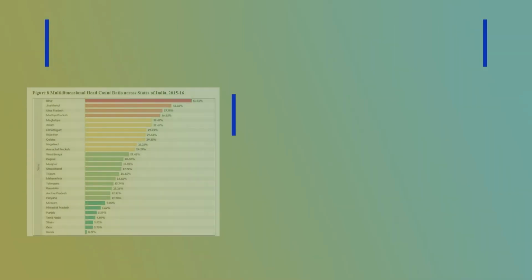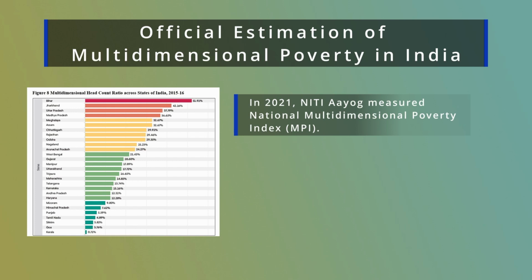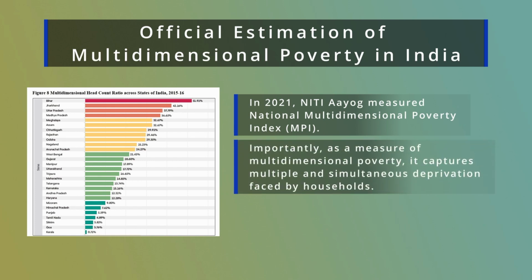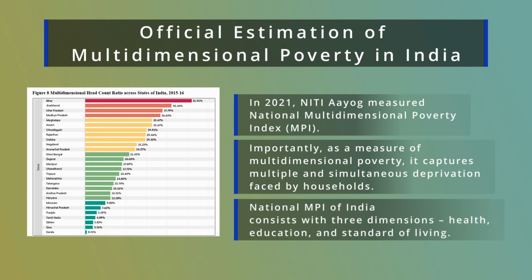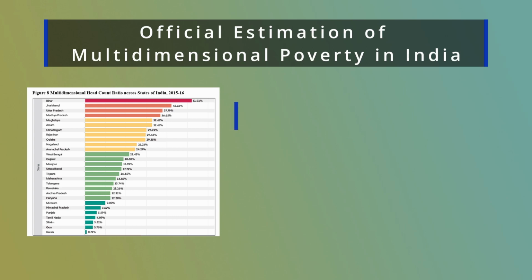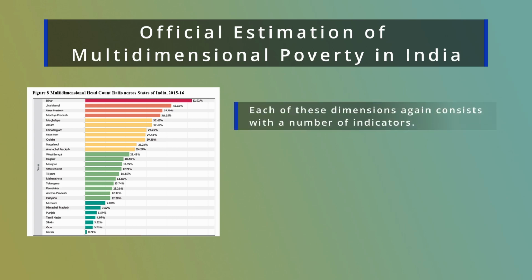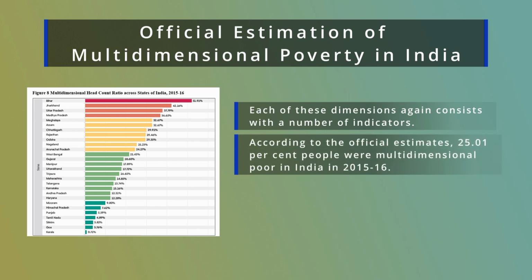In our country, it is the first time Niti Aayog estimates multidimensional poverty, in the year 2021, on the basis of the National Family Health Survey of 2015-16. To measure the multidimensional poverty index, they have considered three dimensions: education, health and standard of living. Each of these dimensions also consists of a number of indicators. On the basis of the measurement of deprivation, we can measure the multidimensional poverty index.